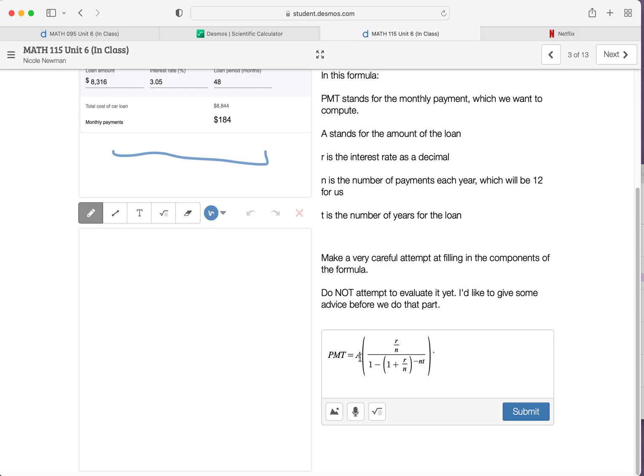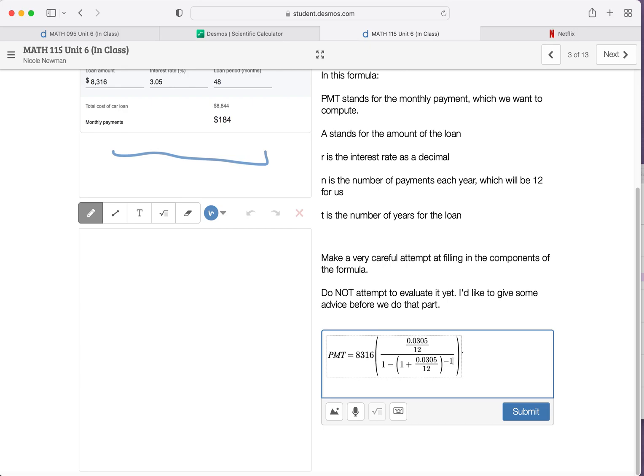So I've copied the formula in here. I'm going to grab the other components. The loan amount was $8,316. The interest rate happens in a couple spots. As a decimal, it is 0.0305. And that also has to go in the denominator. It goes inside the parentheses in the denominator as a numerator of another fraction. Our N values are going to be 12 for monthly payments. So 12 right there.